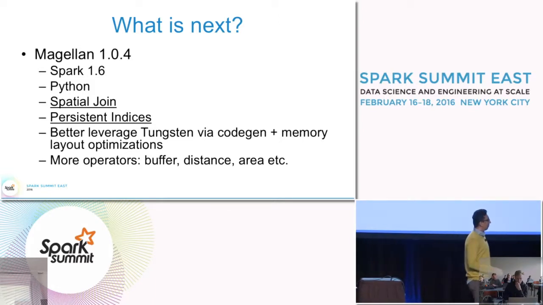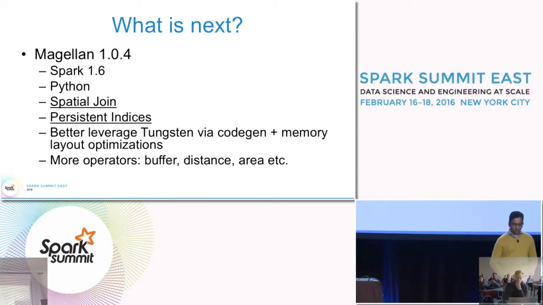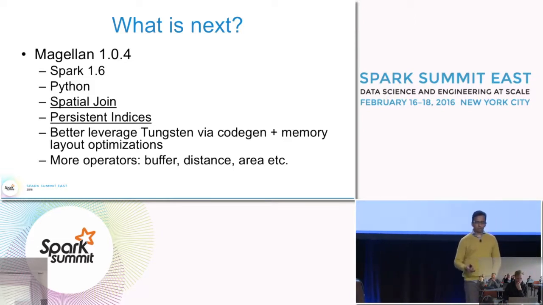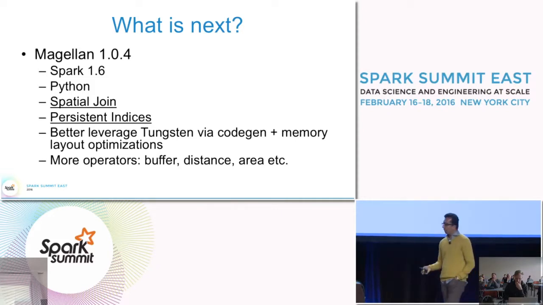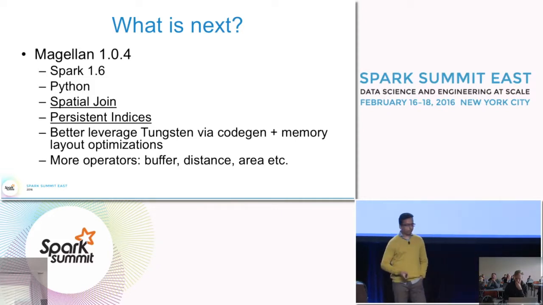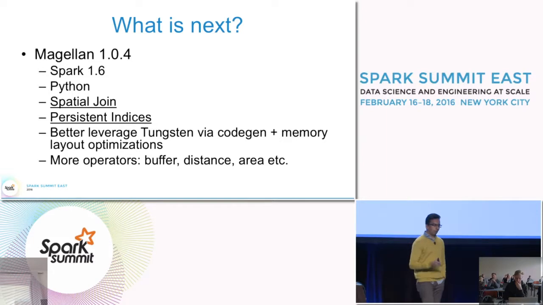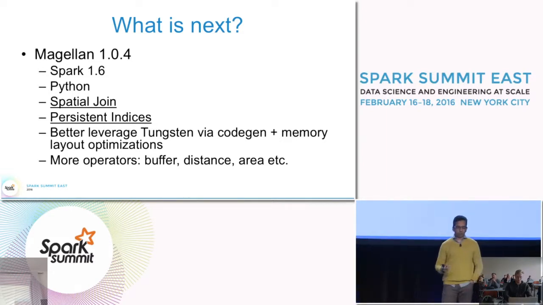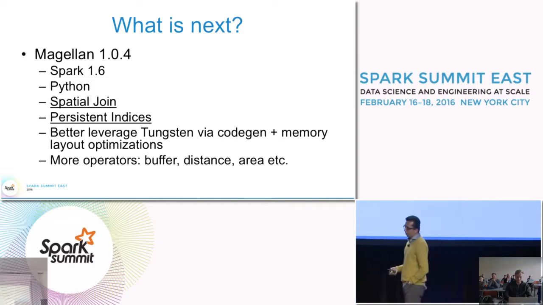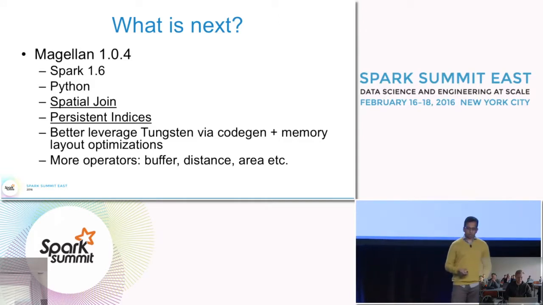Okay, so that said, what I'm going to be talking about for the next 12 minutes is what comes next. What comes next in measurement is Spark 1.6 support, of course, and that's also the point in time where you will see Python support coming. The 2 things I'm going to talk about today are spatial joins and persistent indices, but we also want to leverage Catalyst better. This morning you heard the talk from Nan Li about optimizations coming into Catalyst. So our library has all of these features.